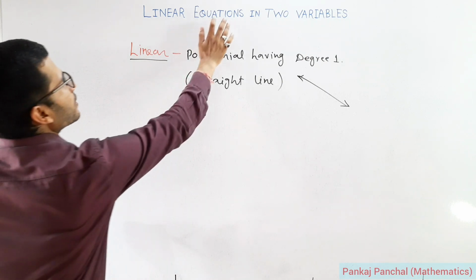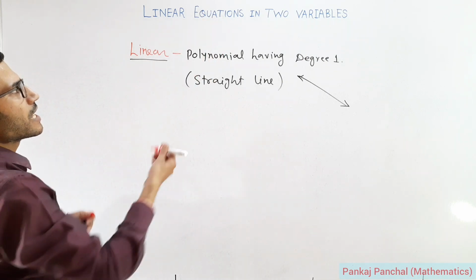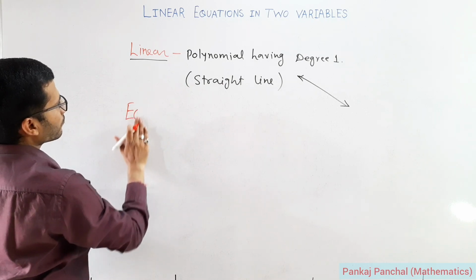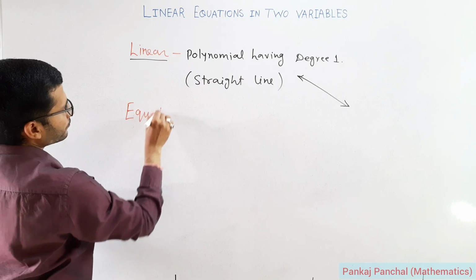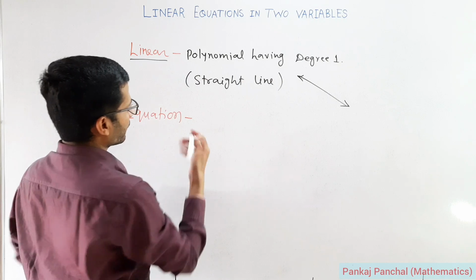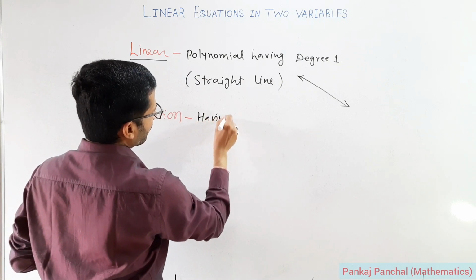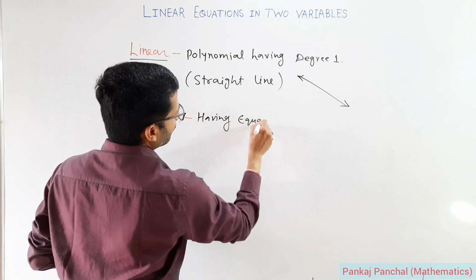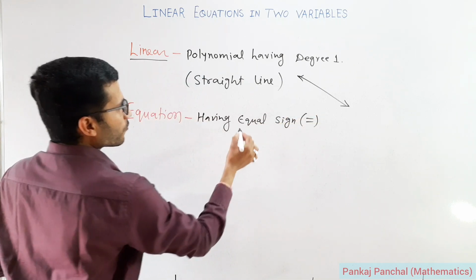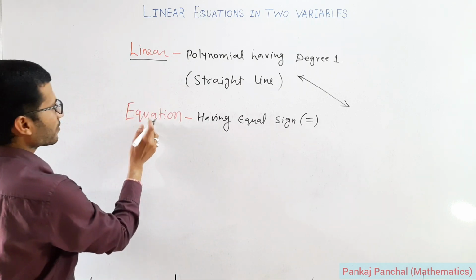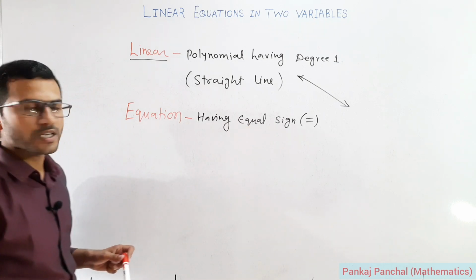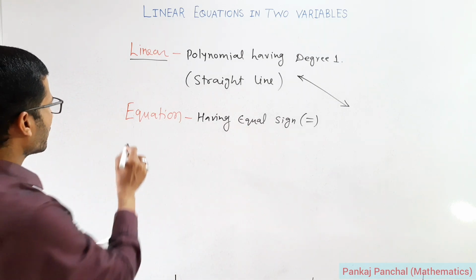Now look at the second word, that is the equation. Equation means having equal sign. Now when you write the equal, you can see this word is the same, EQUA, EQUA. So this is having equal sign, means equation.